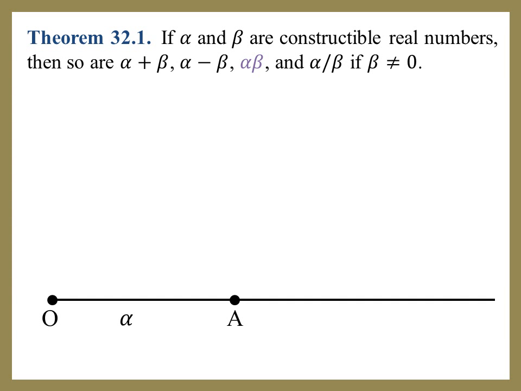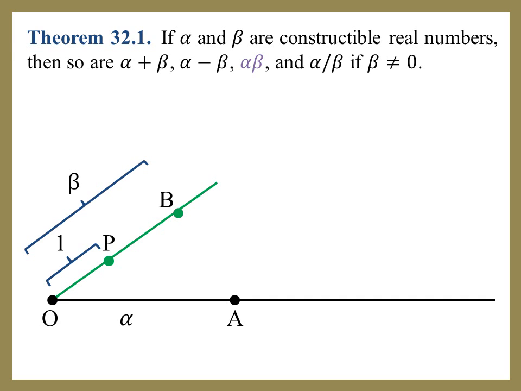If alpha and beta are constructible real numbers, then so is alpha times beta. This result requires the use of properties of similar triangles. Mark off distance alpha on a line segment as shown. Introduce another line segment through point O as shown. Mark off a unit distance along the new green line from point O and introduce point P. Similarly, mark off distance beta along the green line and determine point B.